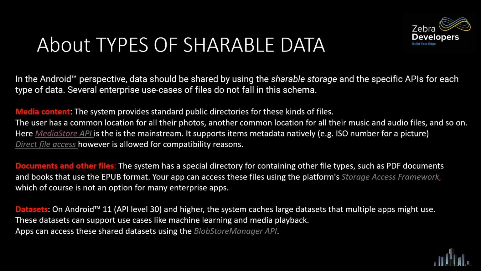This set of APIs is very specific to this kind of file. For instance, for pictures, you have an API that can return the ISO number of a picture, something really typical of just that type of data. Direct file access is still supported, but just for compatibility reasons. The most suggested and important way to manage these types of files is through the Media Store API.